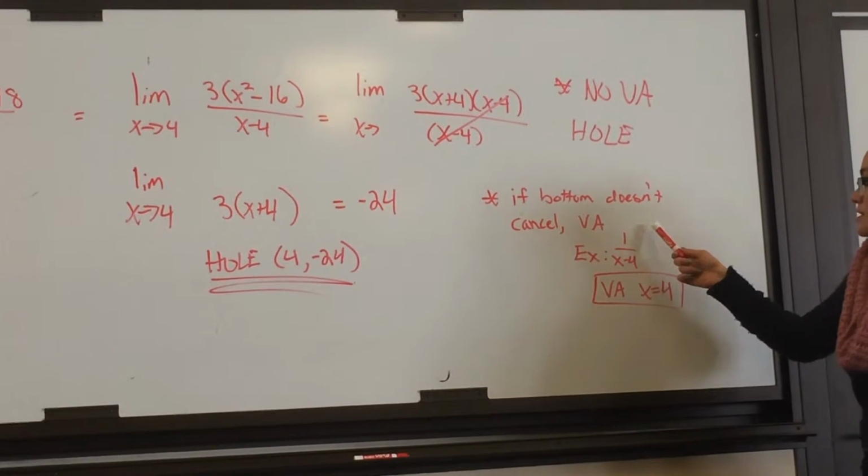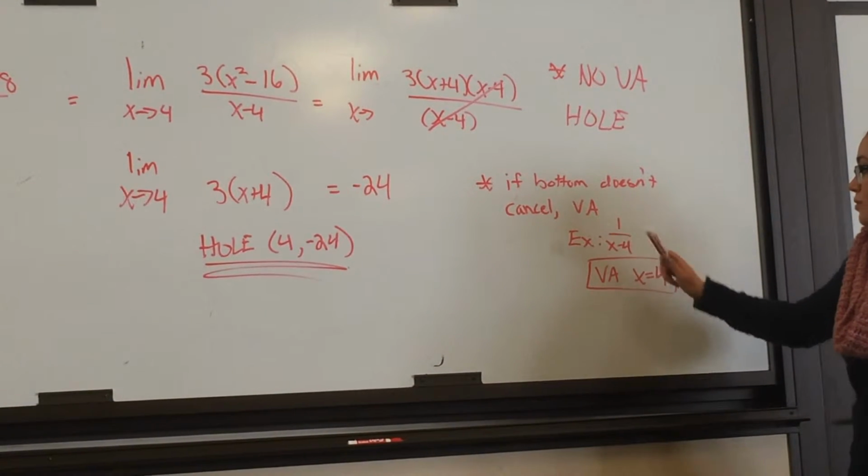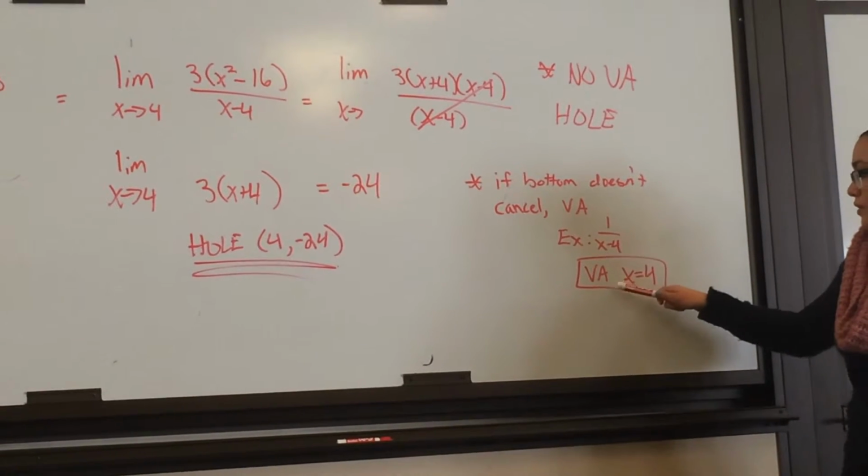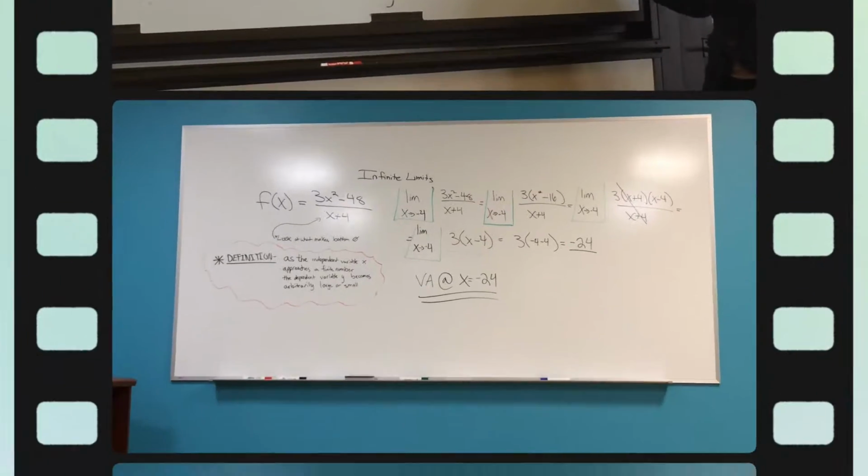And if the bottom does not cancel, we have a vertical asymptote, and this is our example of 1 over x minus 4, vertical asymptote at x equals.